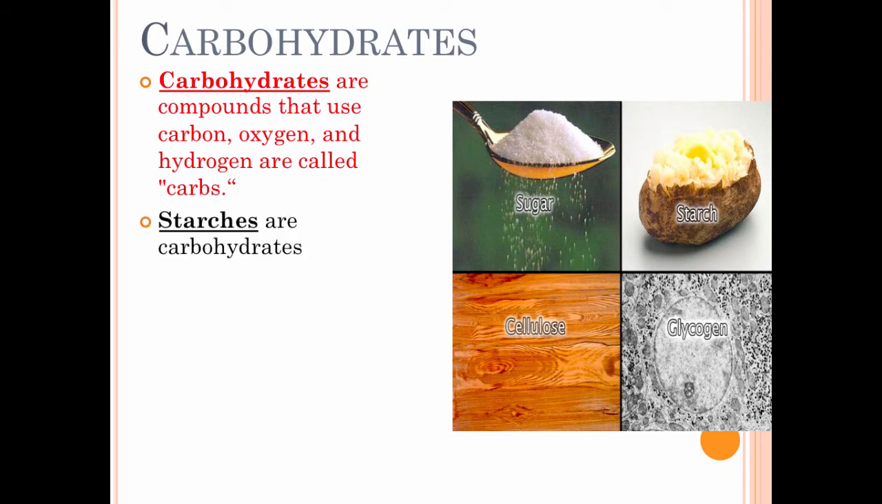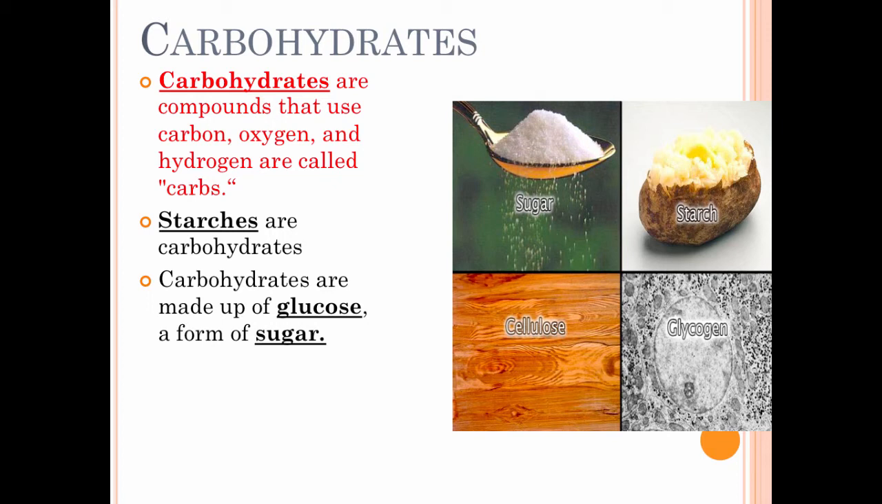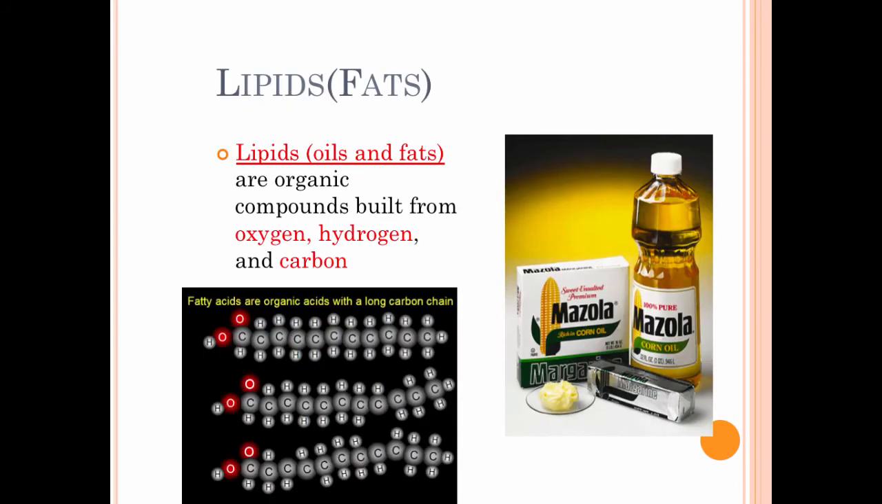Starches are carbohydrates, but sugar and glucose are also carbohydrates. A lot of people don't tend to think of sugar as being a carbohydrate, but it does contain carbon, oxygen, and hydrogen in its chemical formula, just like glucose. So therefore, it is a carbohydrate.